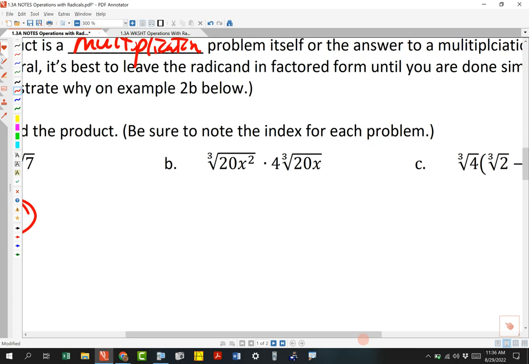We're not going to multiply those together and get 400. And we're not going to multiply them and get x to the third. I suppose we could if we wanted to. I'm going to have a 4 on the outside, and we're going to have a cube root. Notice it is a cube root. That's the index. Those are the same.